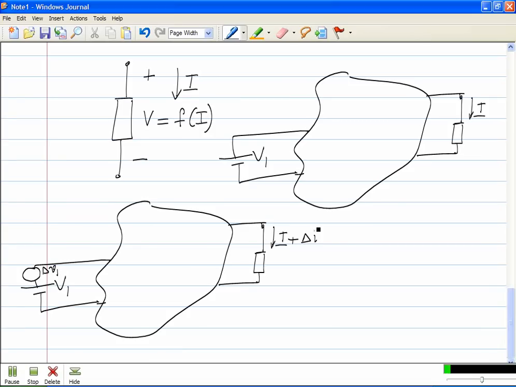Let's say the original voltage across this element was V. Any comment on what the voltage across this branch is going to be now? The current through the branch is changed by a small amount. So what do you think will happen to the voltage? It will also change by a small amount, which let's call V plus delta V.